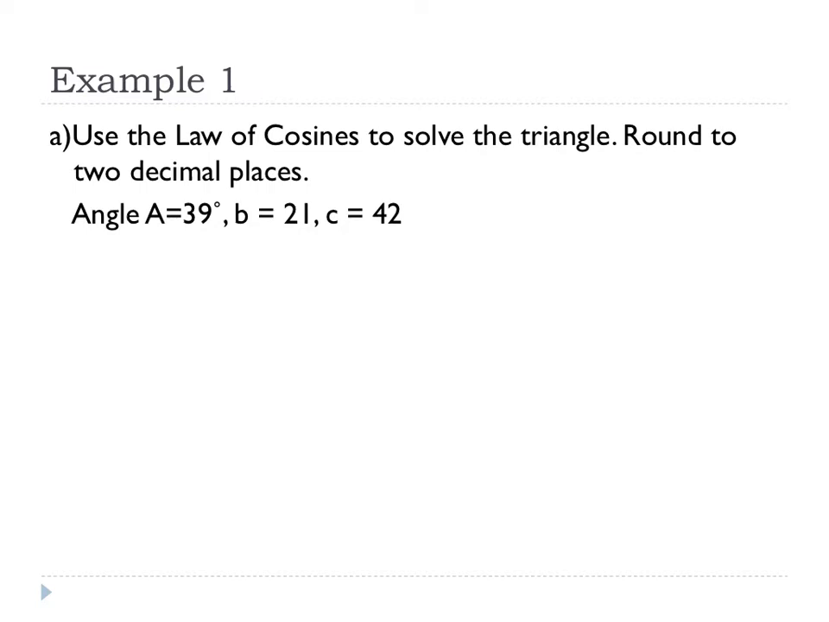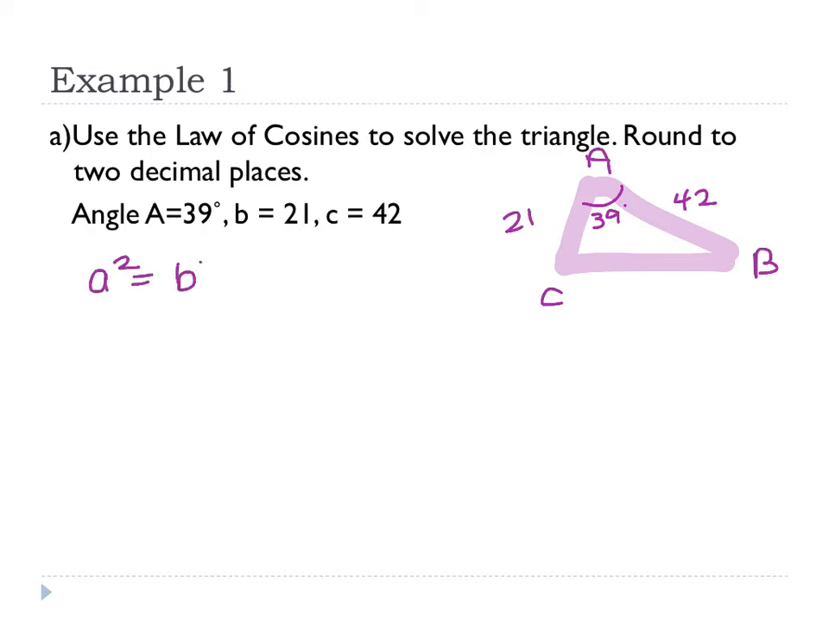Okay. If I draw it, so this is A, this is B, this is C. So I'm saying angle A is 39 degrees, side B is 21, and side C is 42. So hopefully you can see you've got side angle side. I can't use law of sines, which means I'm going to use law of cosines. And the first thing you have to do is find the missing side. So I'm missing A. So I would do A squared equals B squared plus C squared minus 2BC cosine A.